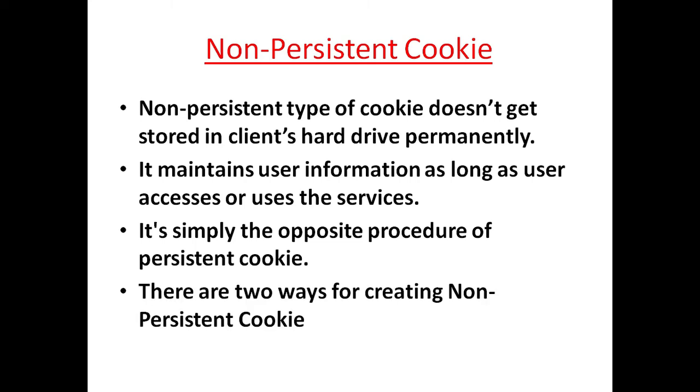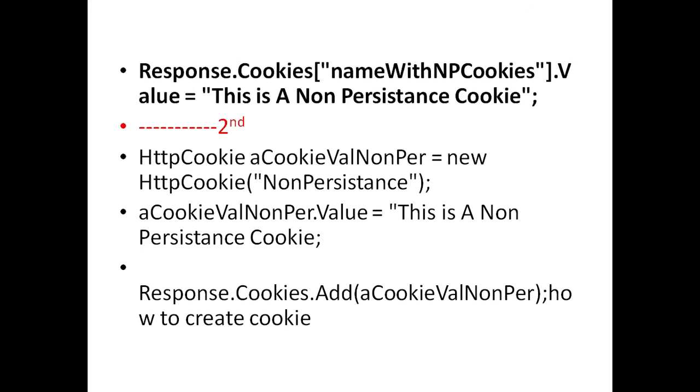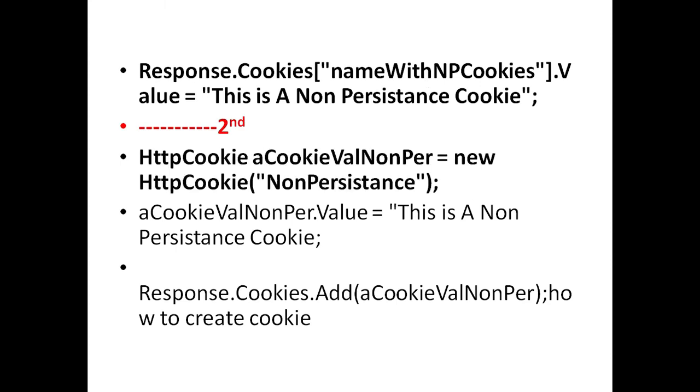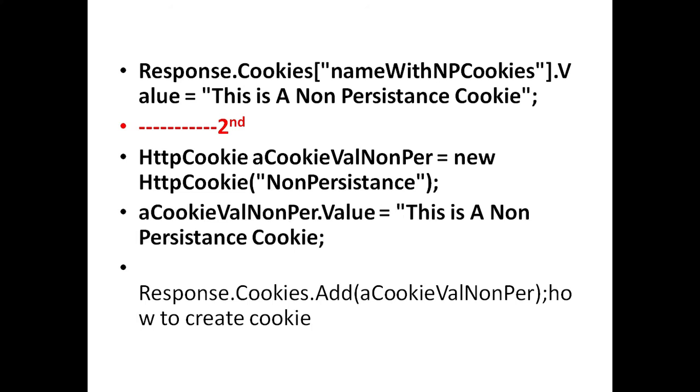There are two ways of creating non-persistent cookies. First, with Response.Cookies, with the cookie name, we will assign the value to that cookie. And second is with the HTTP cookie class: we will create the object for non-persistent and then we will assign a value to that object.